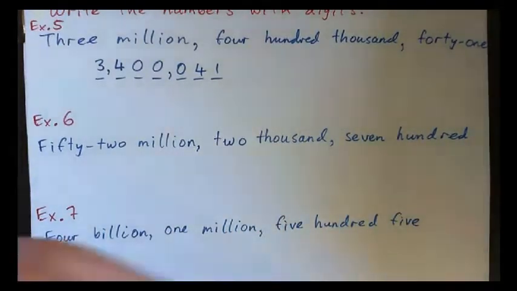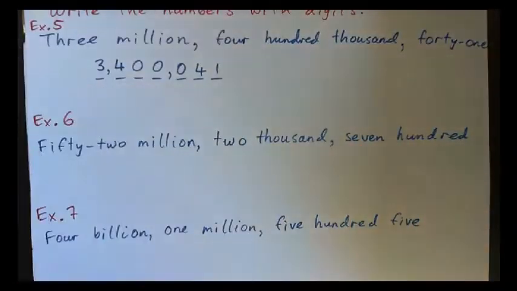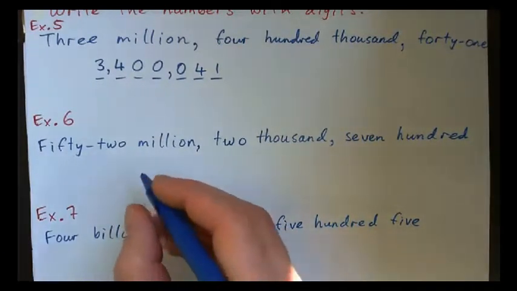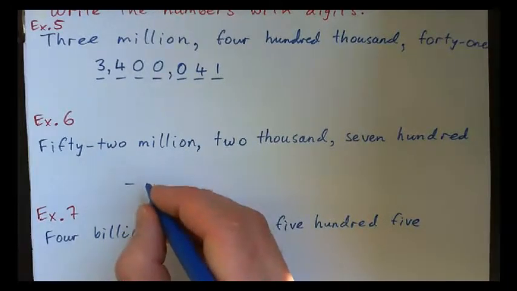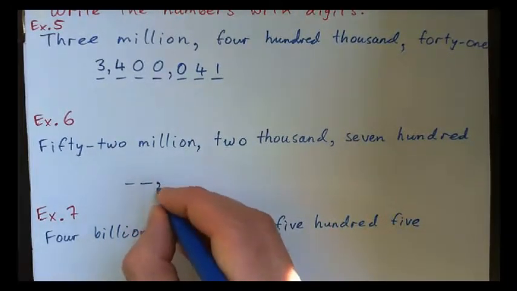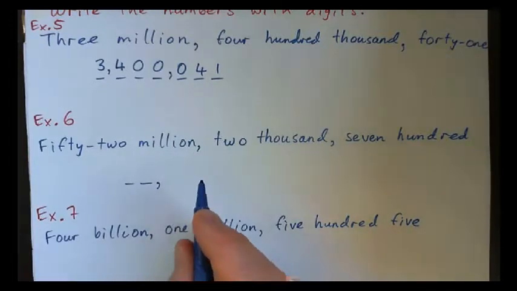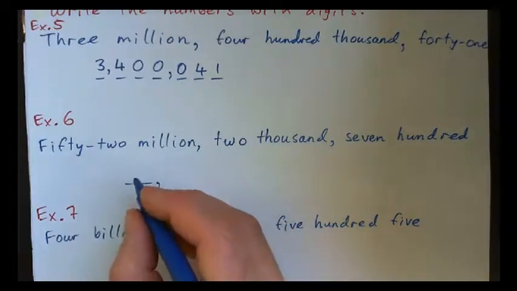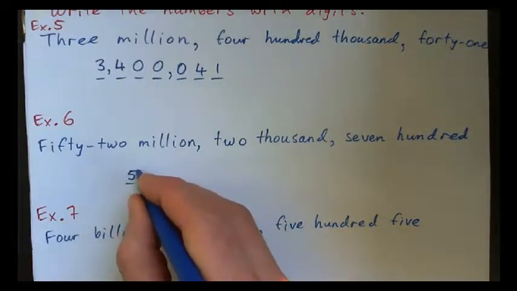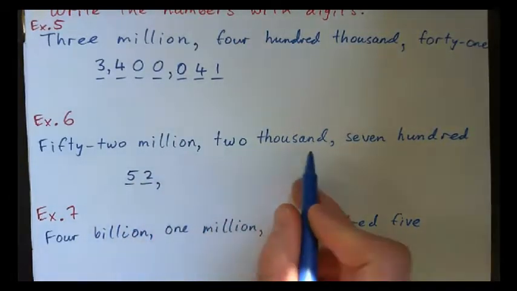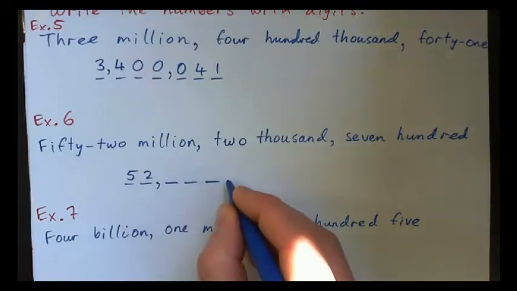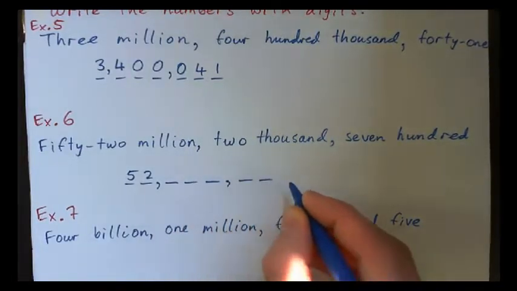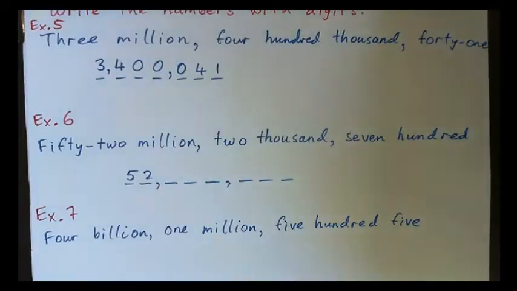52,002,700. Again, if you want, use your chart. I'm going to try and remember it. So let's see. I got 10 millions, millions. So 52 million is the first thing. And then 2,700. So it goes hundred thousands, ten thousands, thousands, hundreds, tens, units, right? See if you can fill in the digits.